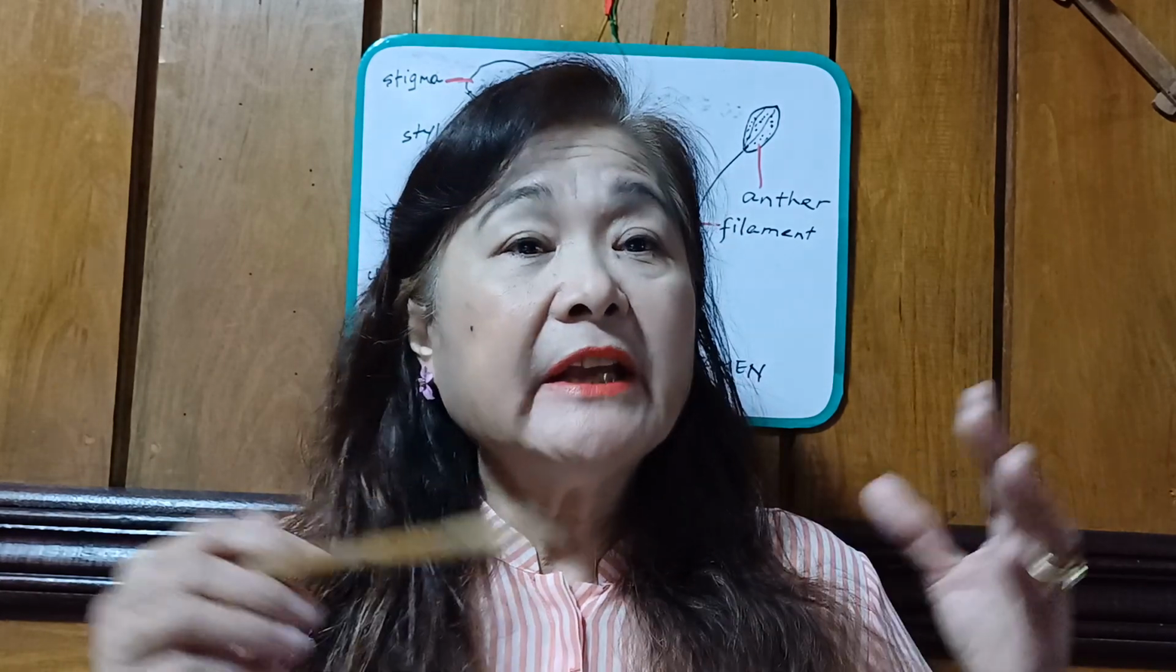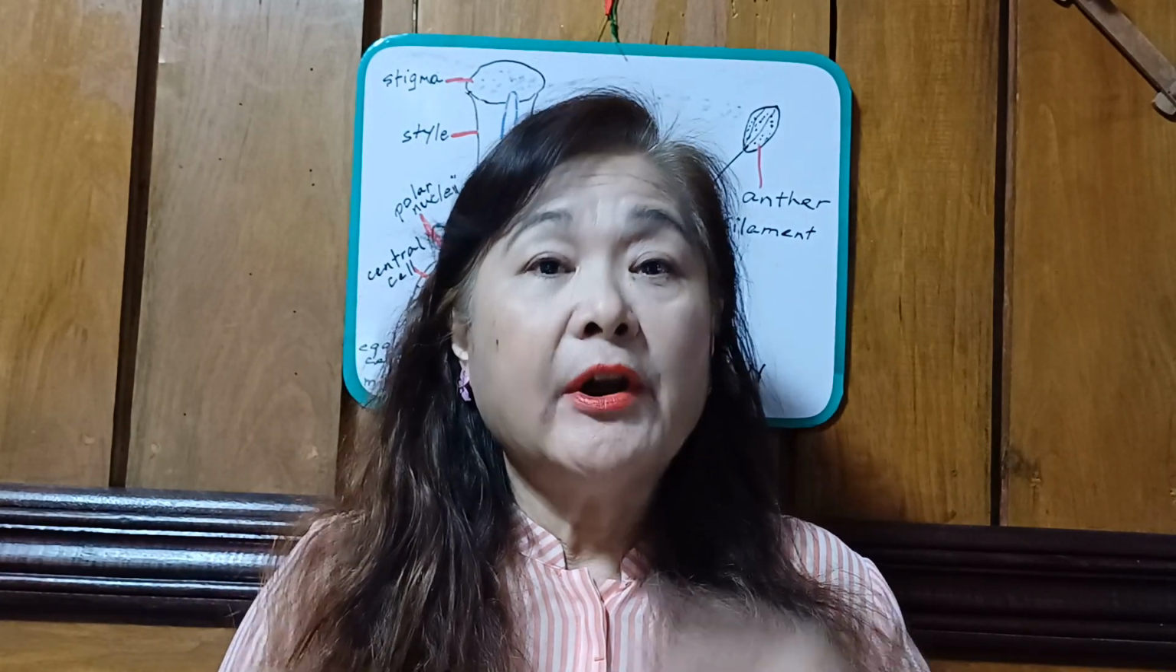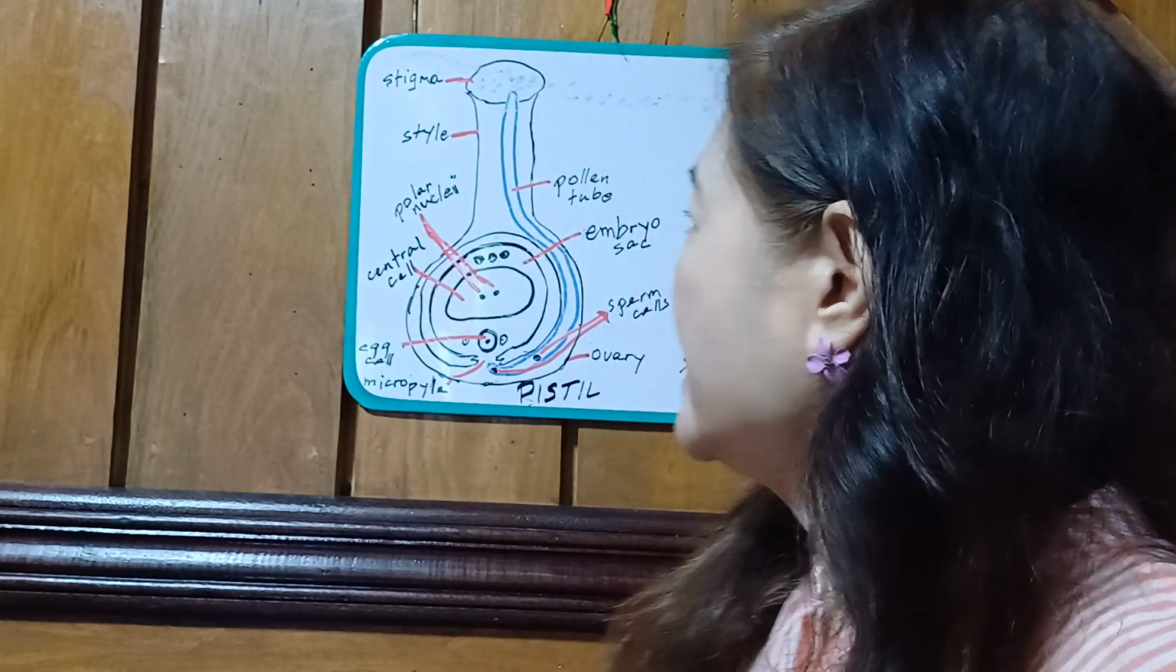So cross-pollination is the one that produces variations. And variations are very important in adaptation. Variations are very important in natural selection. They are the raw materials for evolution. That's the importance of cross-pollination.